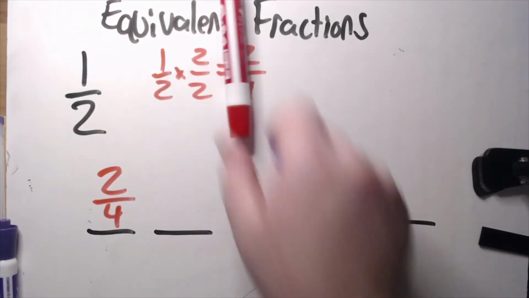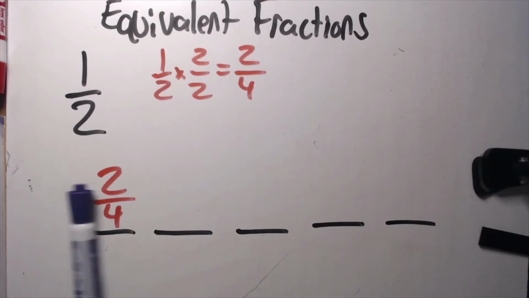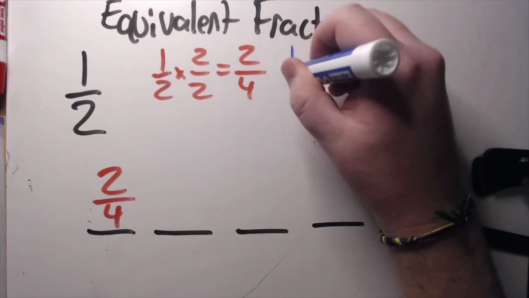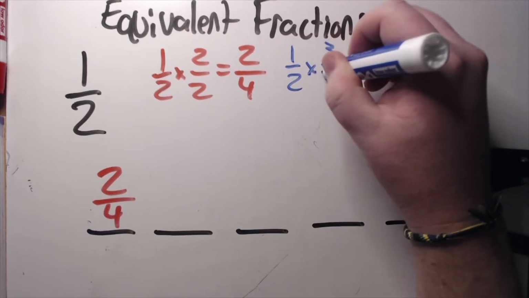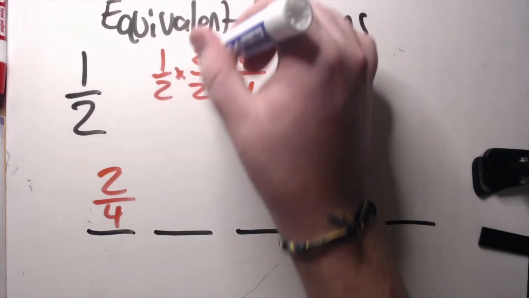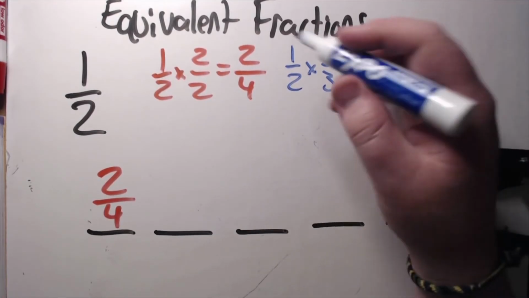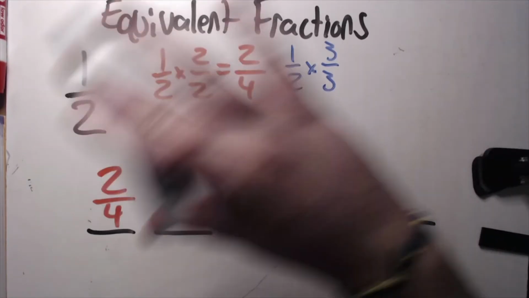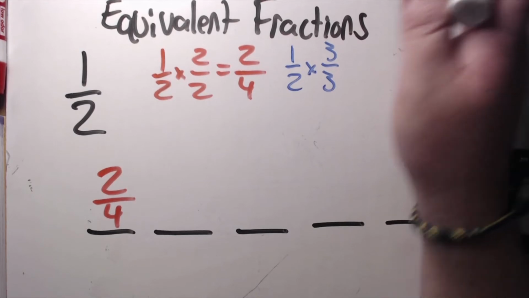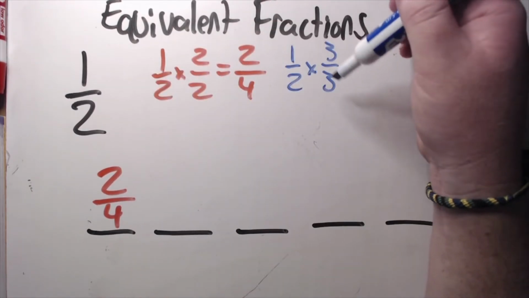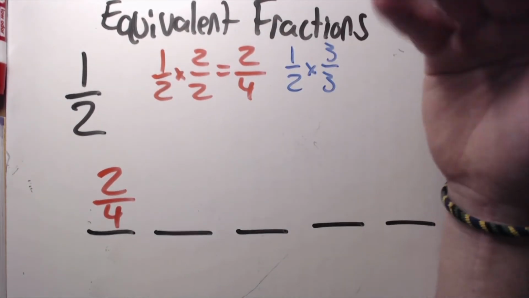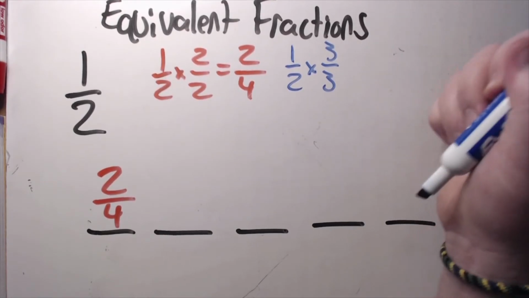We could do, I'm going to get all kinds of colorful here, so be ready. We could do 1/2 times 3/3. And again, I'm multiplying by a whole. If you don't know what a whole is, I'll have another video for that. But again, we've gone over this in the past. We're finding common denominators and making sure that our fraction size doesn't change. So we multiply it by a whole.